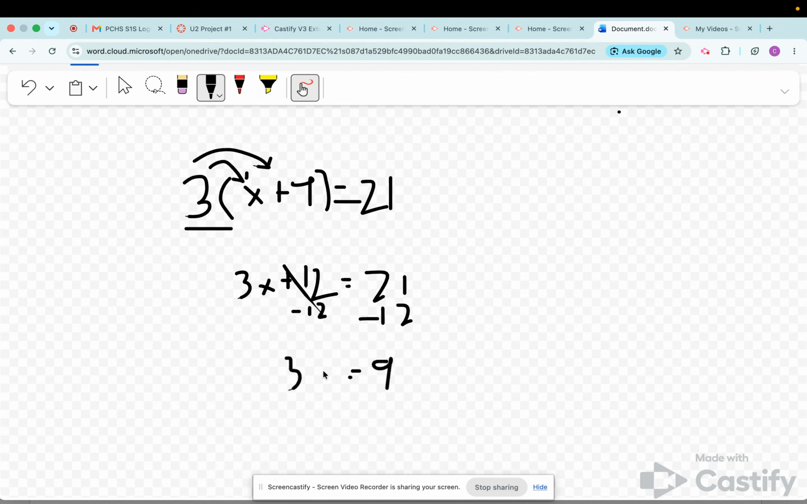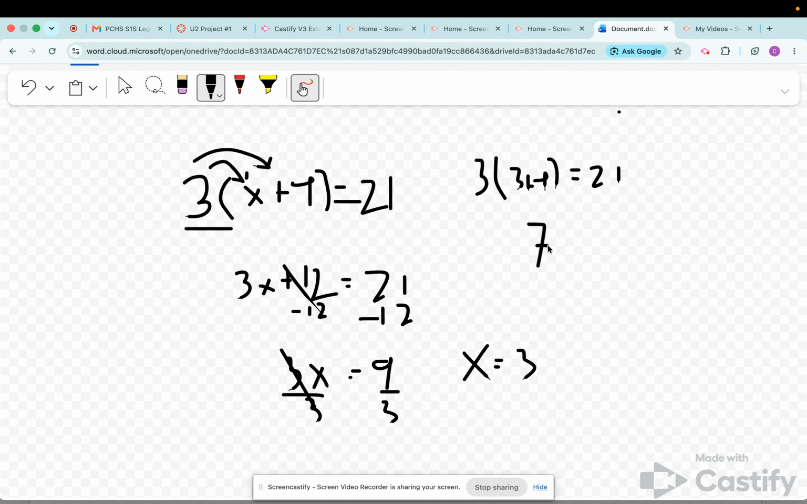Now, let's proof our work to make sure it's correct. 3 times x plus 4 equals 21. Use PEMDAS in this situation. So 3 plus 4 is 7. 7 times 3 is 21. 21 equals 21. Therefore, our original assumption of x equals 3 is correct.